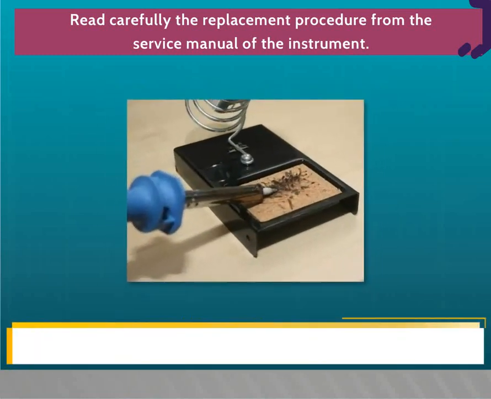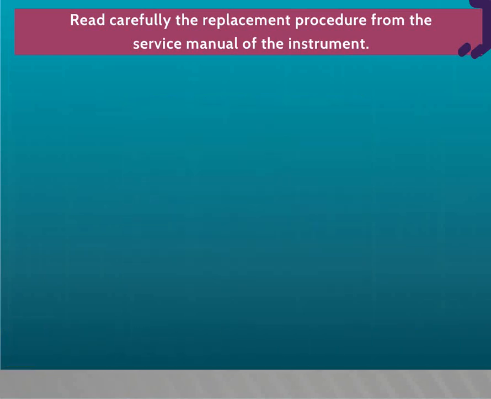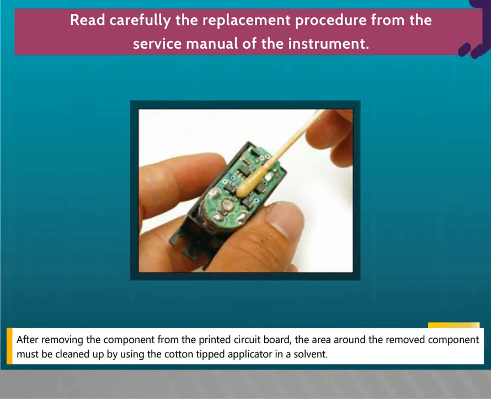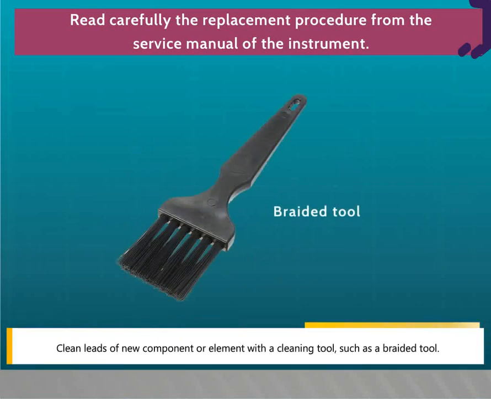Remove the dry film or the hermetic sealer from the solder joint that is to be worked on. After removing the component from the printed circuit board, the area around the removed component must be cleaned up by using the cotton-tipped applicator in a solvent. Clean leads of new component or element with a cleaning tool such as a braided tool.